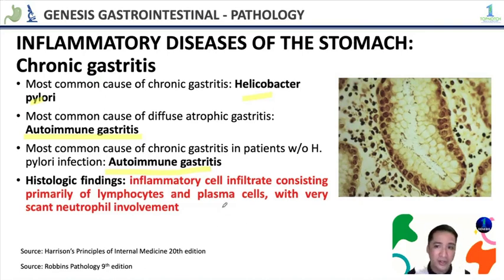Histologic findings, of course, if you see H. pylori, what will you look for? Aside from the lymphocytes and plasma cells, because this is a chronic condition, you have to look for, again in the histology, neutrophils and the presence of bacteria. So you see lymphocytes and plasma cells with very scant neutrophil involvement in H. pylori infection.